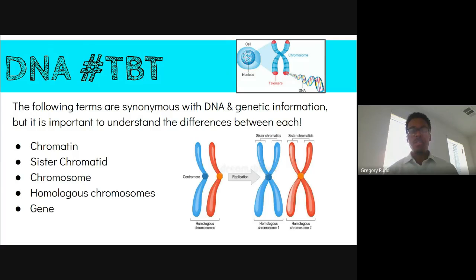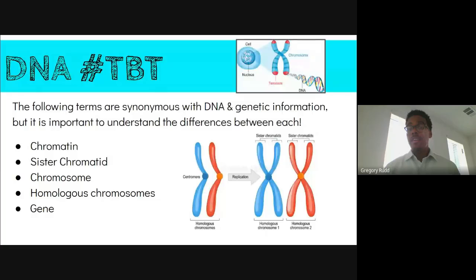There's nothing that I really want you to write down on this slide, but this is further thoughts about DNA. We know that DNA is the genetic material. So when we think about genes, we should be thinking DNA. And there are also these other terms that we're going to introduce in this unit that should also make us think about DNA. They are chromatin, sister chromatids, chromosomes, homologous chromosomes, and genes.